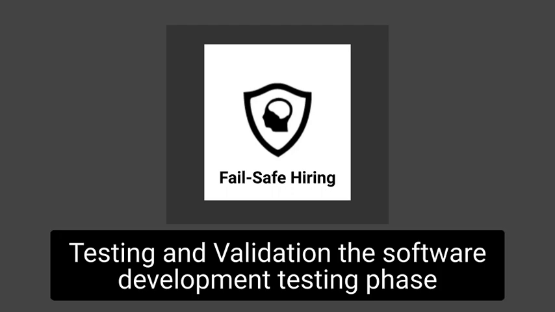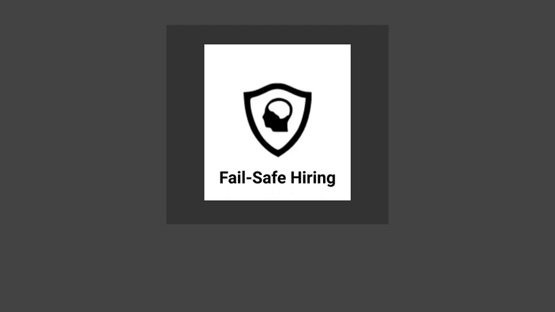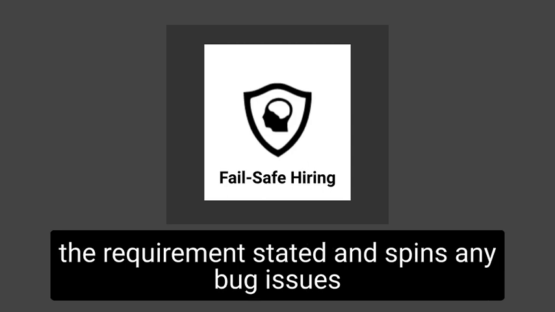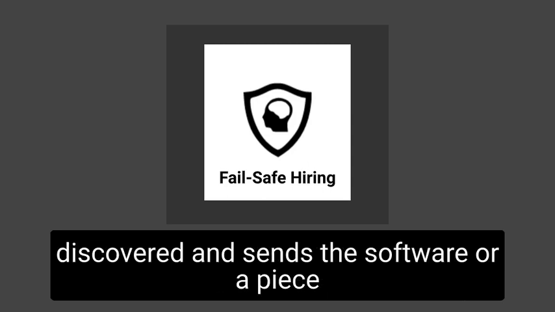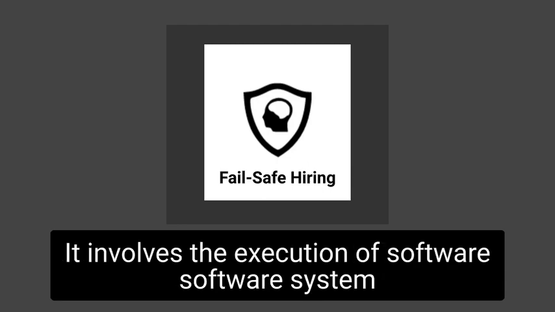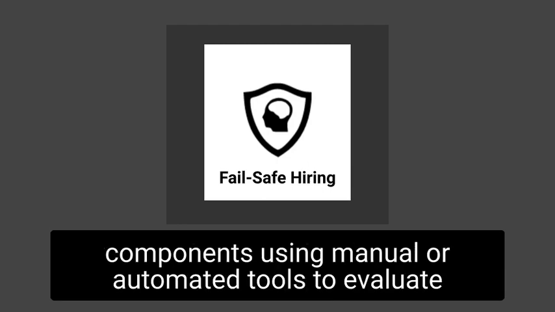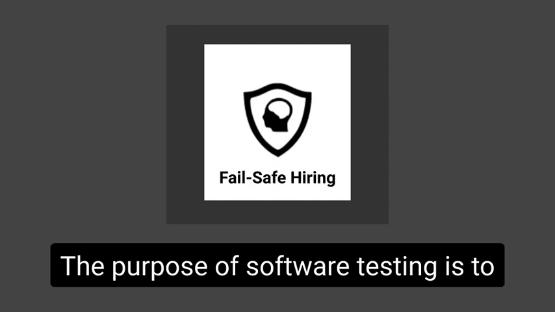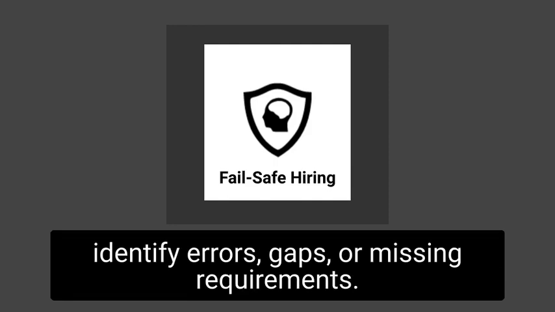Testing and validation. The software development testing phase determines if the software developed works as per the requirements stated and spots any bugs or issues discovered and sends the software or a piece of program back to development. It involves the execution of software system components using manual or automated tools to evaluate one or more properties of interest. The purpose of software testing is to identify errors, gaps, or missing requirements.